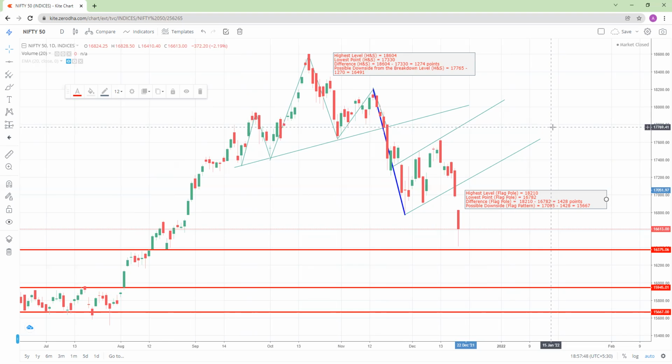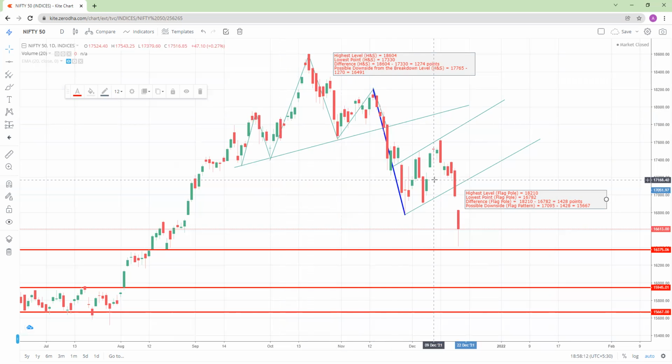So Nifty 50, as you can see, we have drawn some lines. What is the significance of these lines? We are going to explain. There are two major patterns that have formed on Nifty 50 charts. One is the head and shoulders pattern and the other one is the flag pattern. When a head and shoulders pattern is formed in an uptrend, it is an indication of trend reversal, provided it is confirmed by a breakdown.